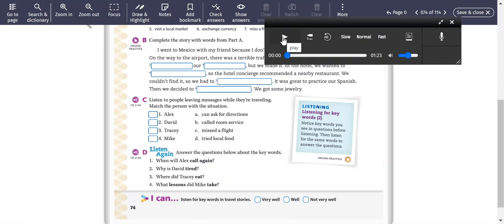One, when will Alex call again? Tomorrow morning. 2, why is David tired? From all the walking and sightseeing. 3, where did Tracy eat? At a local restaurant. 4, what lessons did Mike take? Japanese lessons.